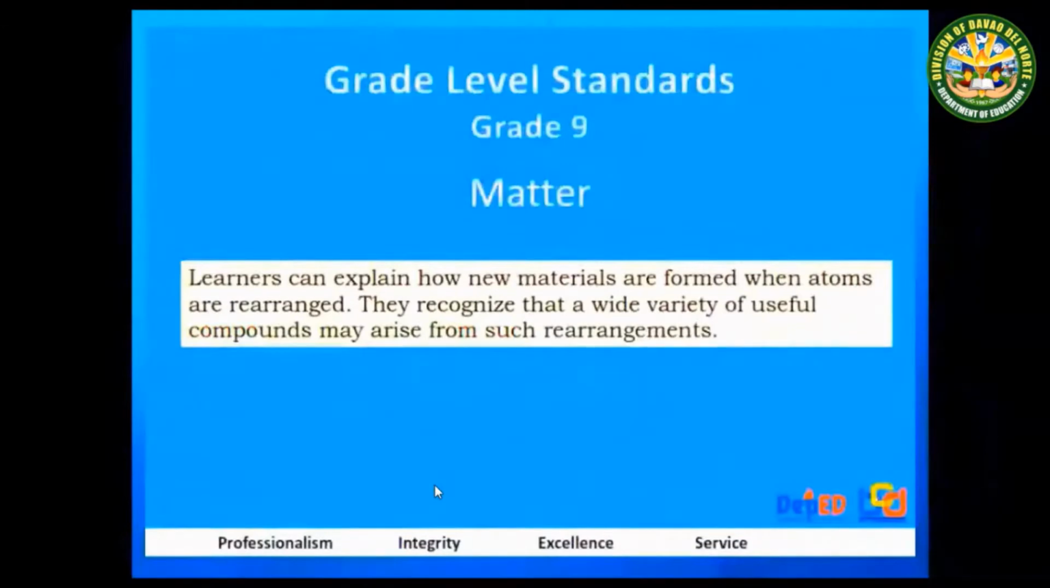Grade 9 level standards matter. Learners can explain how new materials are formed when atoms are rearranged. They recognize that a wide variety of useful compounds may arise from such rearrangement.